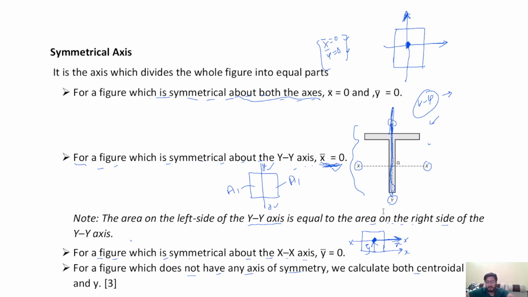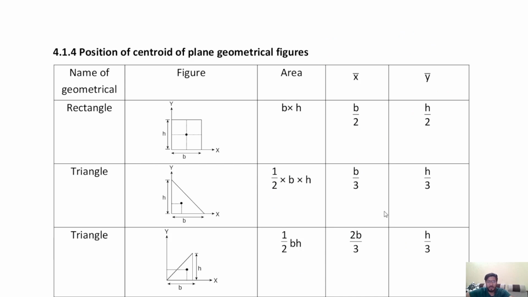Here are the positions of the centroid of plane geometrical figures. These centroidal values of the geometrical figures are first obtained by the integration method, and these values will always be the same because these are standard geometrical figures. So we first need to know the centroid values of the plane geometrical figures.